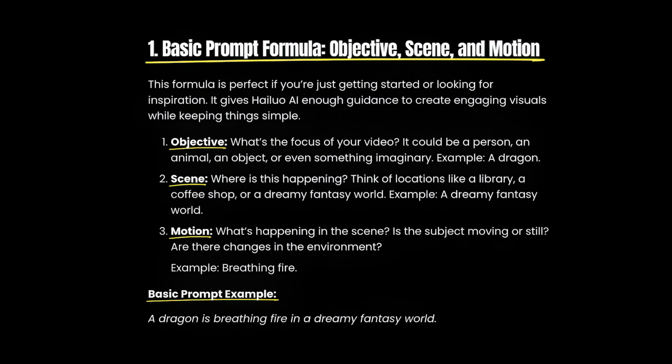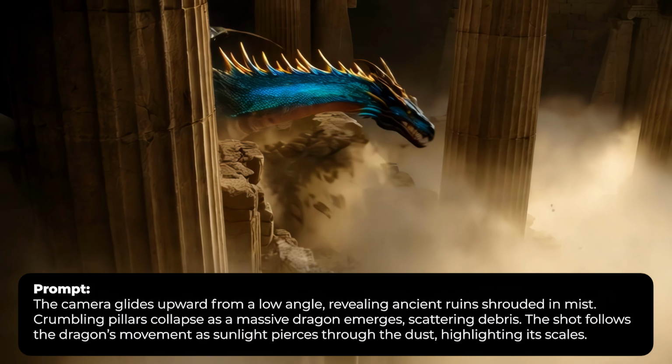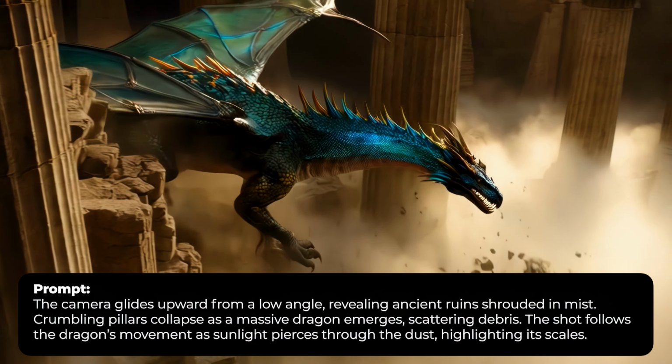For example, a dragon is breathing fire in a dreamy fantasy world. This should produce solid yet varied results. The more generations you try, the more varied results you'll receive. If you want to get more specific and detailed, add 4. Camera movement and 5. Aesthetic atmosphere. The more specific and detailed your prompt, the better results you'll receive.